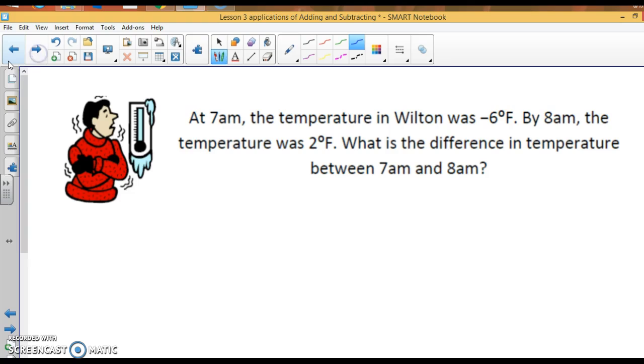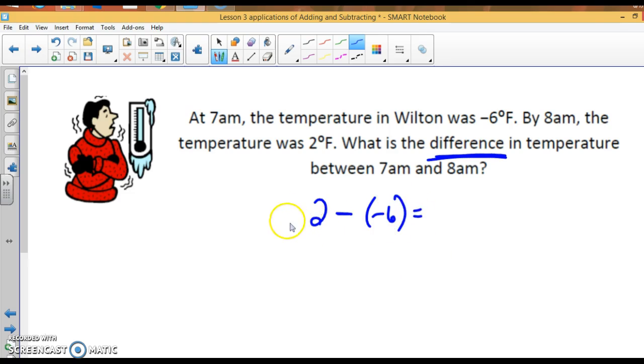That's the negative below. At 7 a.m., the temperature in Wilton was negative 6 degrees Fahrenheit. By 8 a.m., the temperature was 2 degrees Fahrenheit. What is the difference in the temperature between 7 a.m. and 8 a.m.? What does the word difference mean? It means subtract. So it starts at negative 6. We're always going to put the bigger number first. So which one's bigger? 2. So 2 minus negative 6.